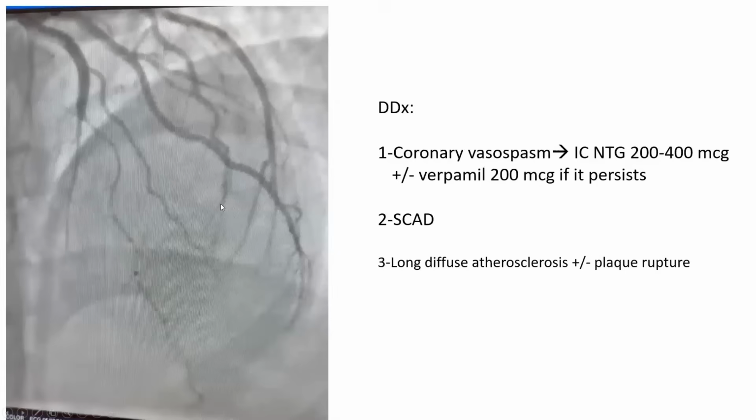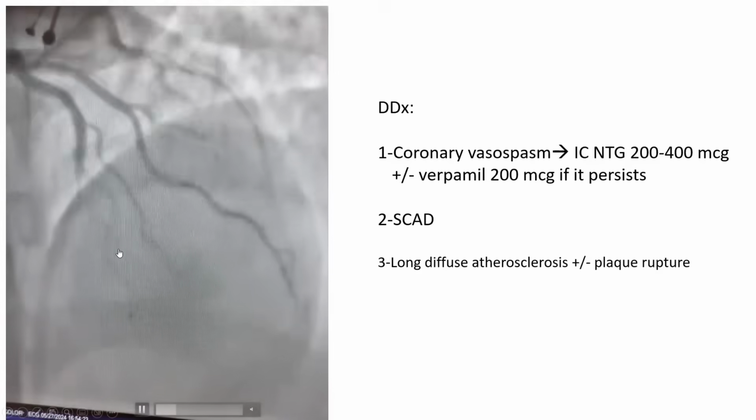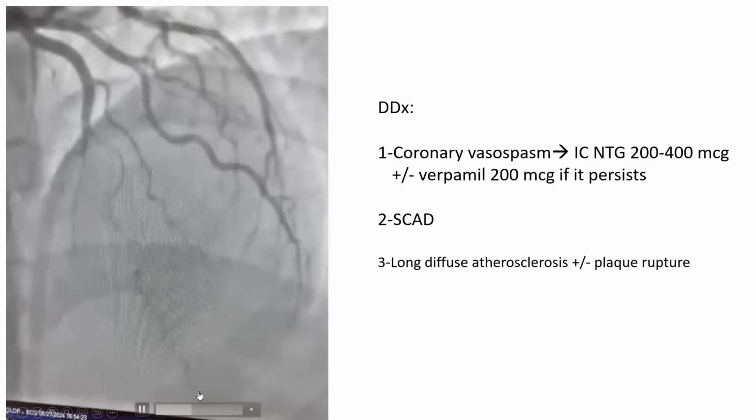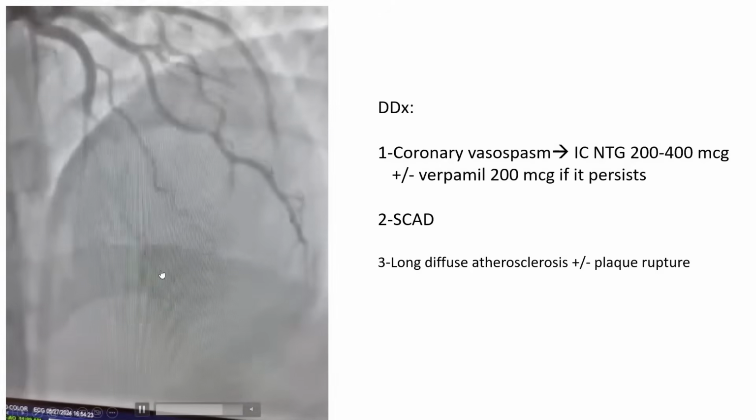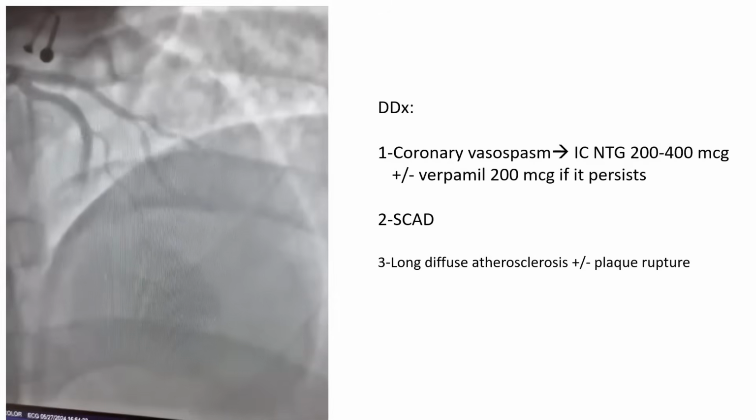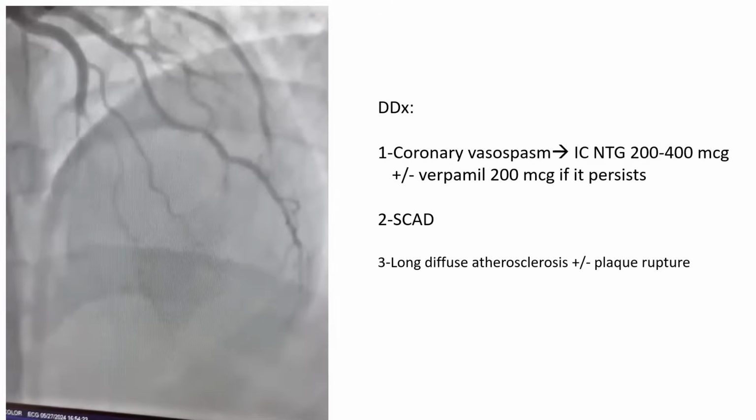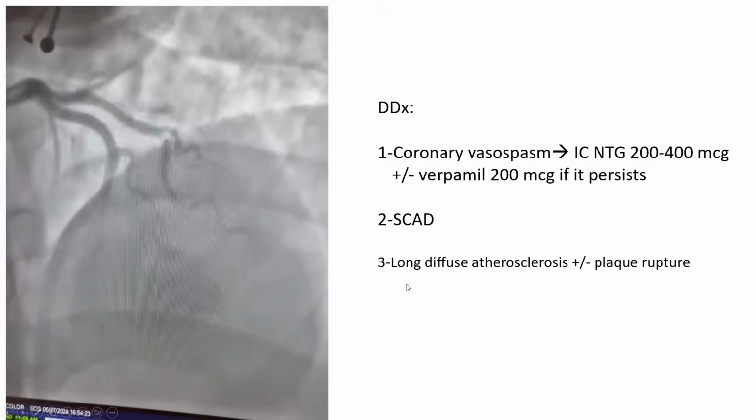It's type 2A because it doesn't extend all the way to the tip of the vessel. When the dissection extends all the way to the tip of the vessel, we call it type 2B. This is probably SCAD type 2A, and SCAD tends to involve distal vessels in 92% of the cases. It involves more proximal vessels in 8% of the cases.